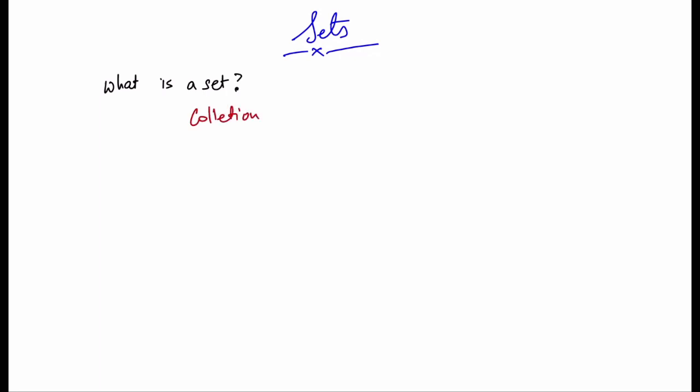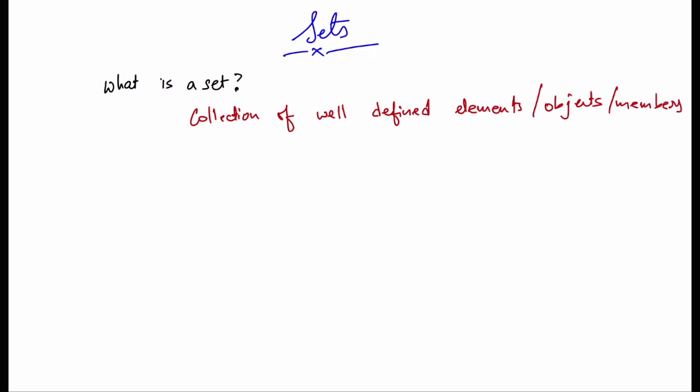A collection of well-defined elements. Now, these elements can be objects or we can say members. So in this chapter, all these three words, elements, objects, and members, will be used synonymously. In this chapter on sets, an element can be an object or any member.